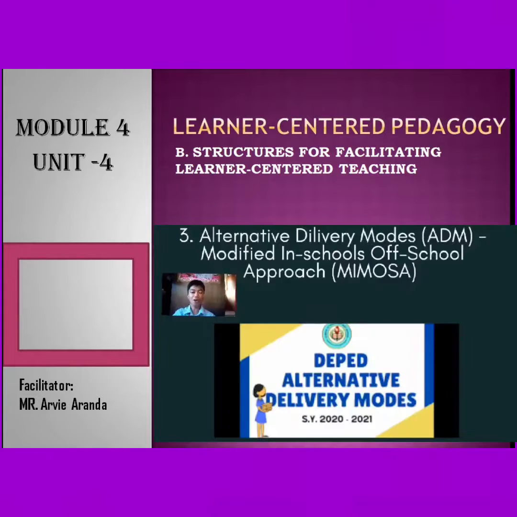So that's all for our discussion about number 3, the alternative delivery modes or ADM, or the modified in-school approach. The next discussion will proceed with our reporter, Elinor Banagua.